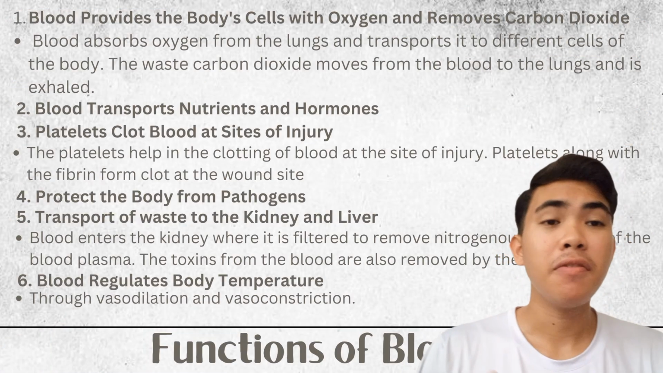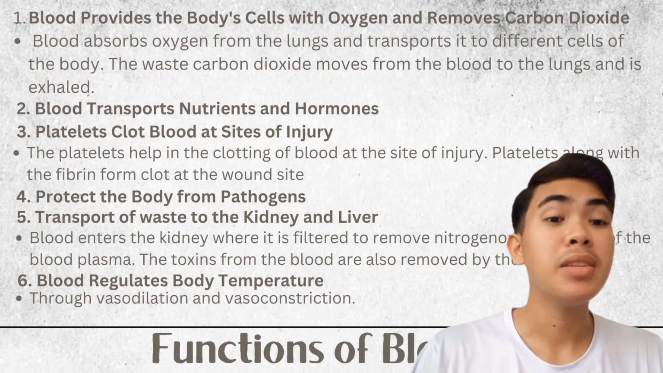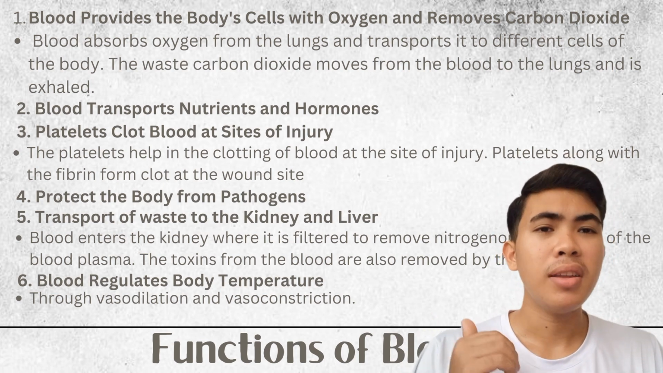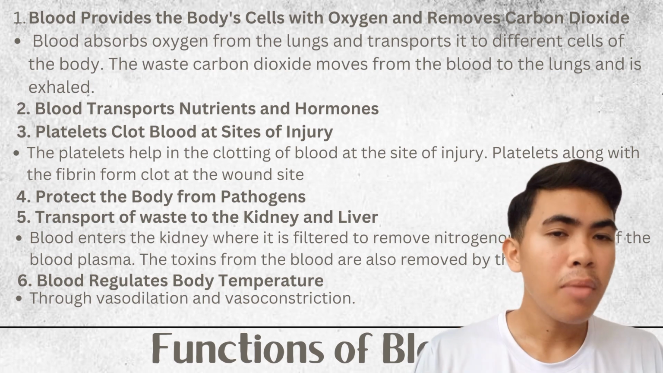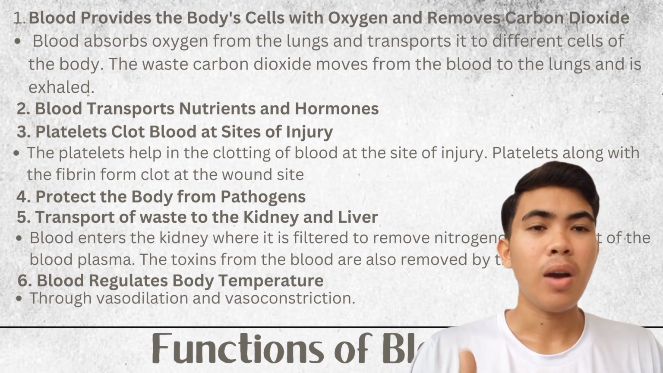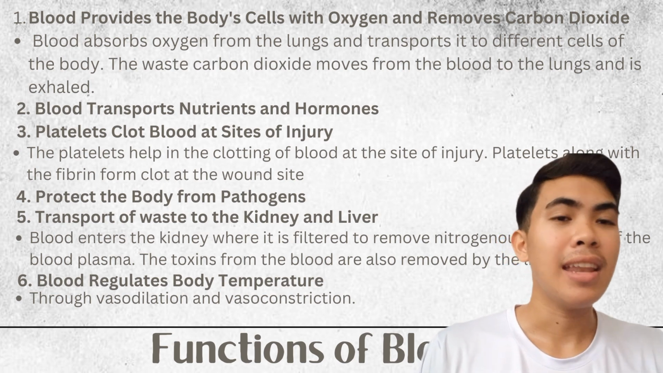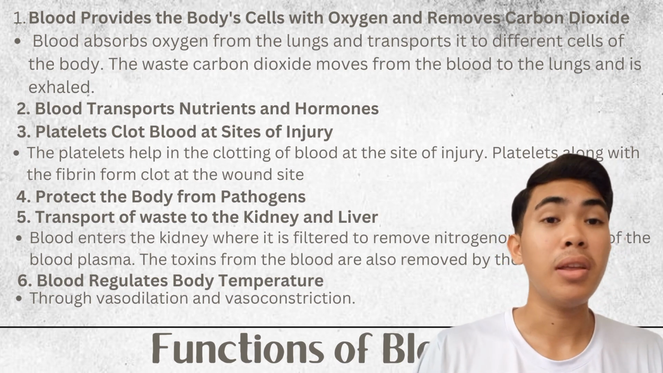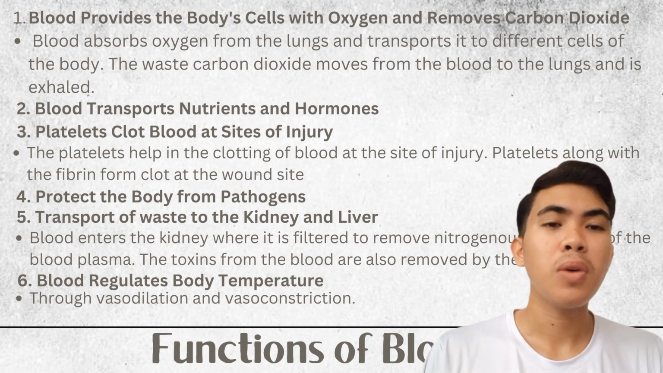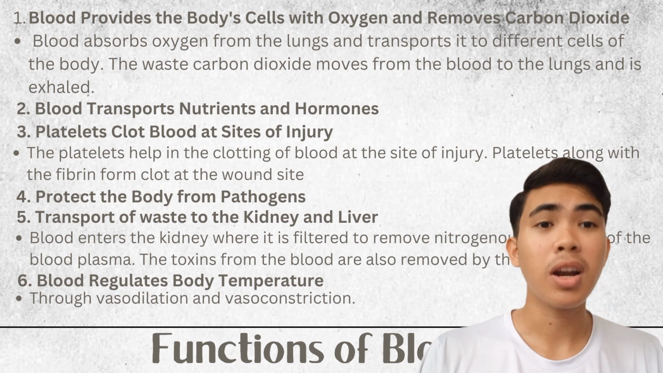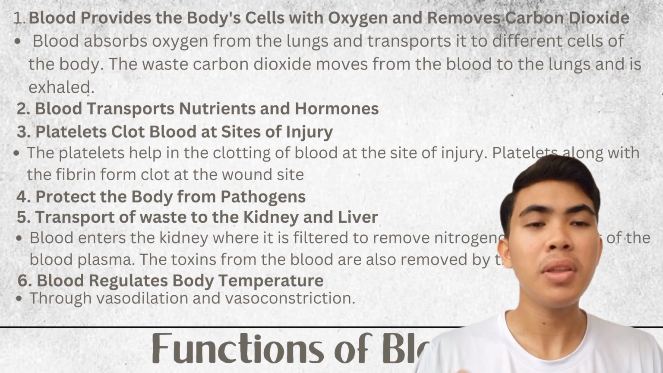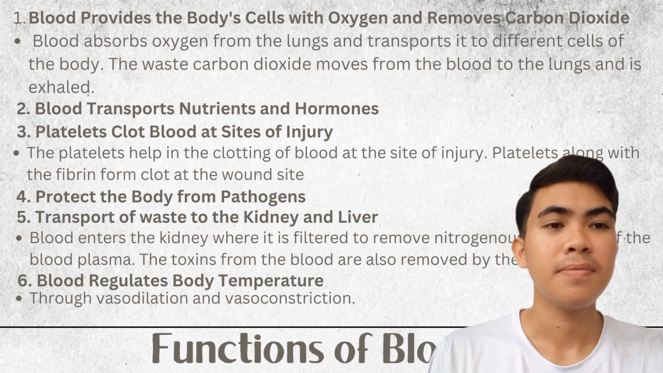Now, let's first discuss the functions of blood. The number one function of blood is it provides the body cells with oxygen and removes carbon dioxide. One of the components of blood is erythrocytes, or the red blood cells. Red blood cells contain hemoglobin, which are protein molecules that bind to oxygen. With this, it could carry oxygen and deliver it to the different body parts. Hemoglobin also binds a little bit of carbon dioxide. So as it delivers oxygen, it also reabsorbs carbon dioxide. Then it transports it through the bloodstream to the lungs, and it is ultimately removed from the body through exhalation.